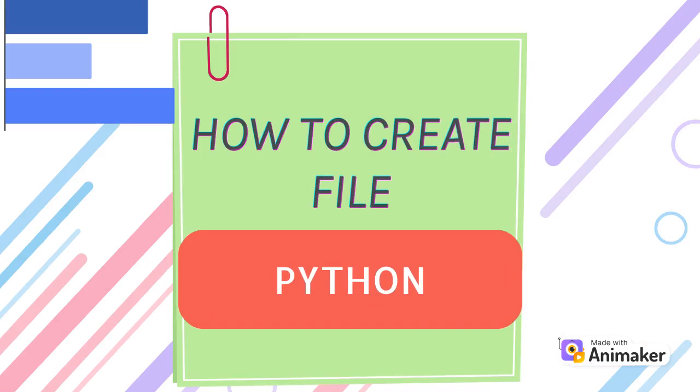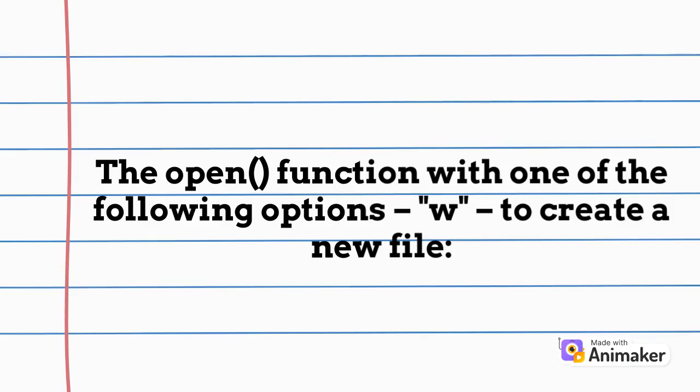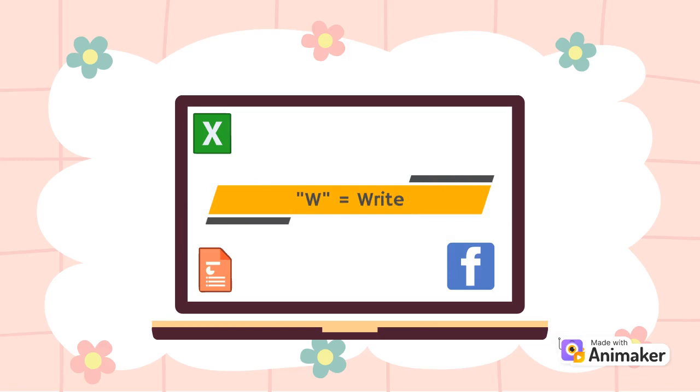Next, I'm going to show you how to create a file in Python. In Python, you use the open function with one of the following options. W, to create a new file. W stands for write. This command will create a new text file whether or not there's a file in memory with the specified name. It does not return an error if there is an existing file with the same name. Instead, it will override the existing file.